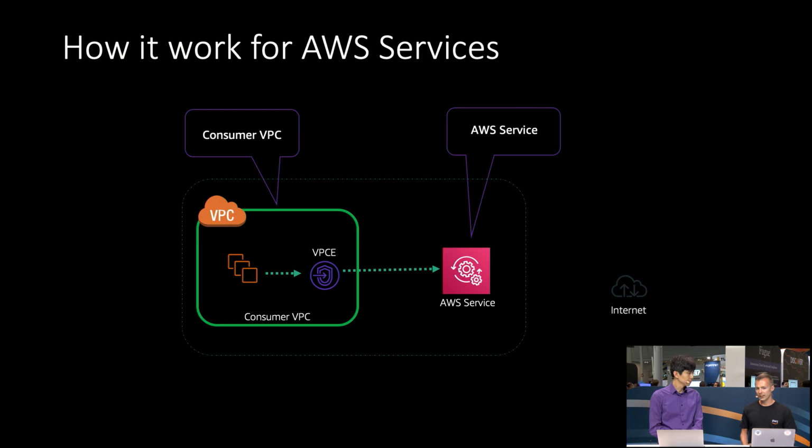So say, for example, I wanted to access EC2 Systems Manager, I can access that service without any route to the internet. And we can see on this diagram on the right, the internet is actually not even in the picture here. It's outside of my VPC, and we're not using it at all.